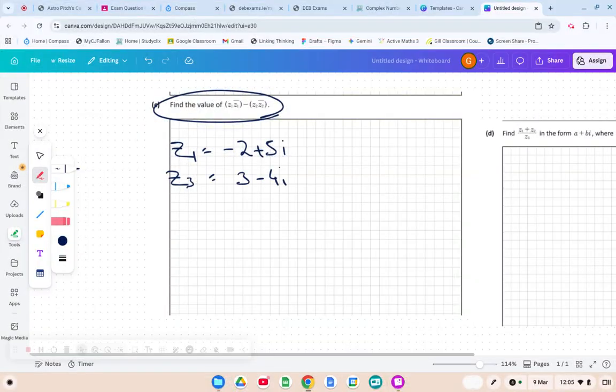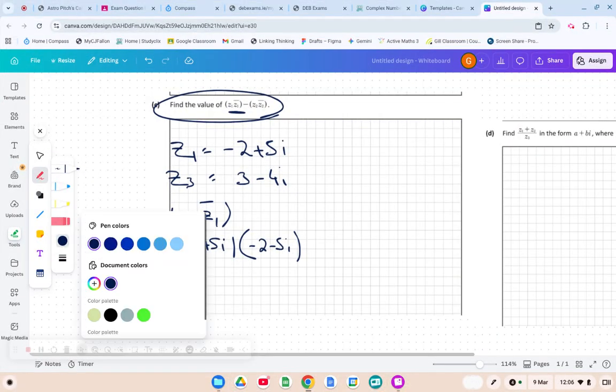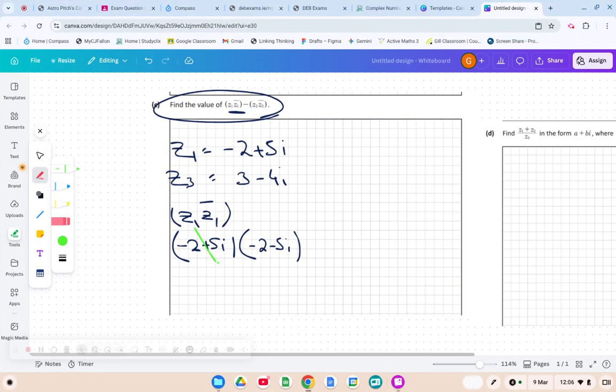To take the question here, it is Z1 multiplied by the conjugate of Z1. When you multiply a number by its complex conjugate, you should eliminate the i's. So minus 2 plus 5i multiplied by its conjugate, minus 2 minus 5i. And you break that into 2. So multiply the minus 2 by all of that, and multiply the 5i by all of that.